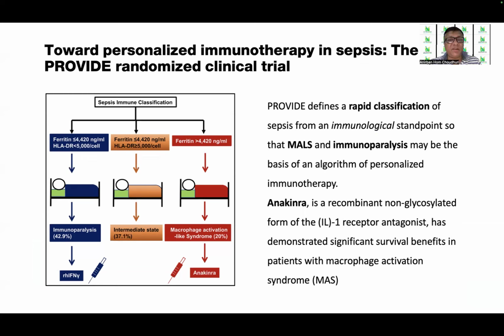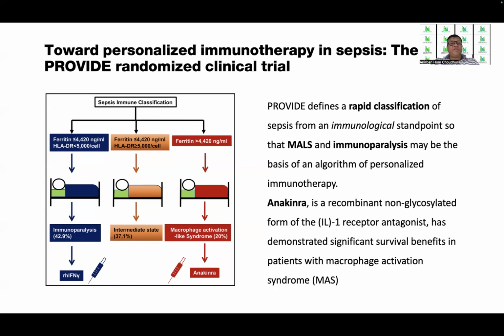Now, towards providing personalized therapy in sepsis, a randomized clinical trial has given a sepsis immune classification, and this classification identifies the ferritin levels and the HLA-DR. So if the ferritin level is less than 4420 nanograms per ml or HLA-DR is less than 5,000 per cell, this classification is immune paralysis.